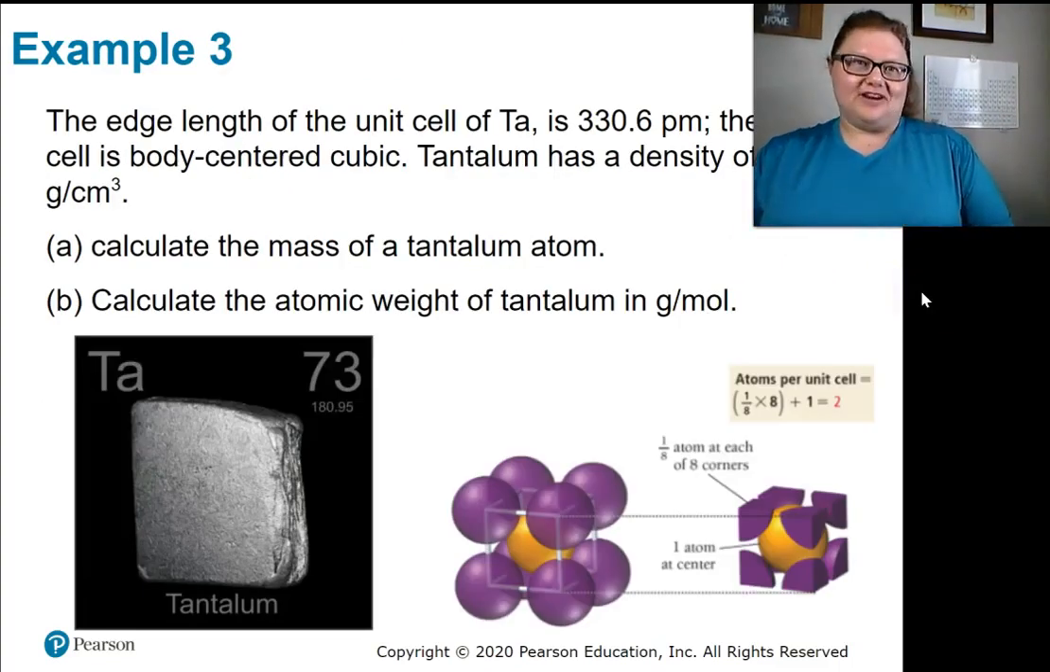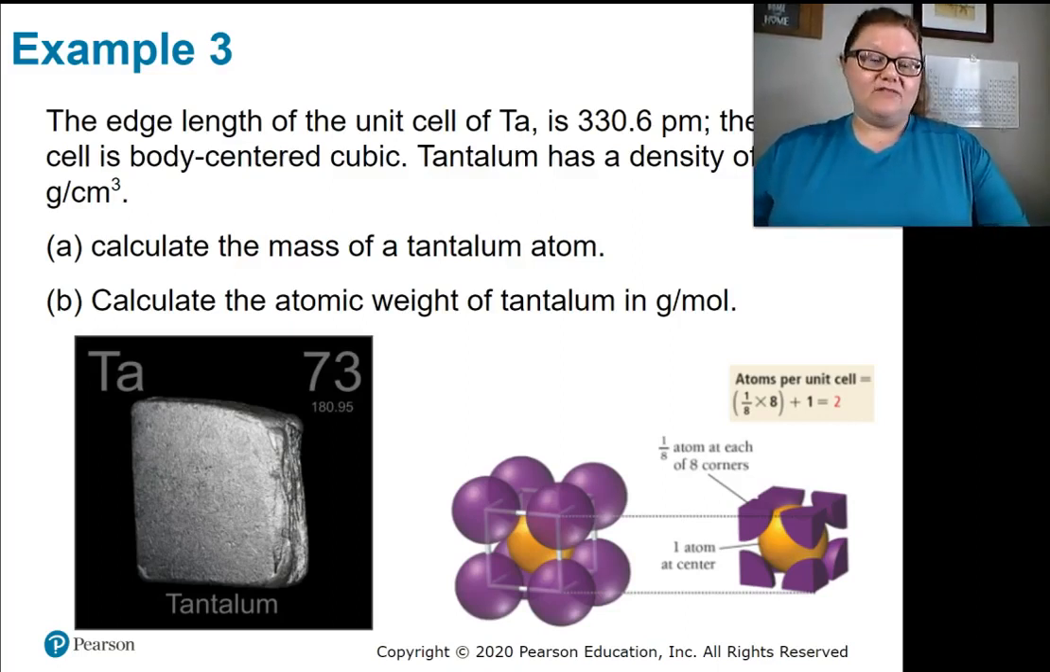Okay, here's example 3. So the edge length of the unit cell of tantalum is 330.6 picometers. The unit cell is a body-centered cubic. Tantalum has a density of 16.69 grams per cubic centimeter. Two parts. Calculate the mass of one of the atoms, and then calculate the atomic weight of this element in grams per mole. And we can do that just from the information they've given us here.